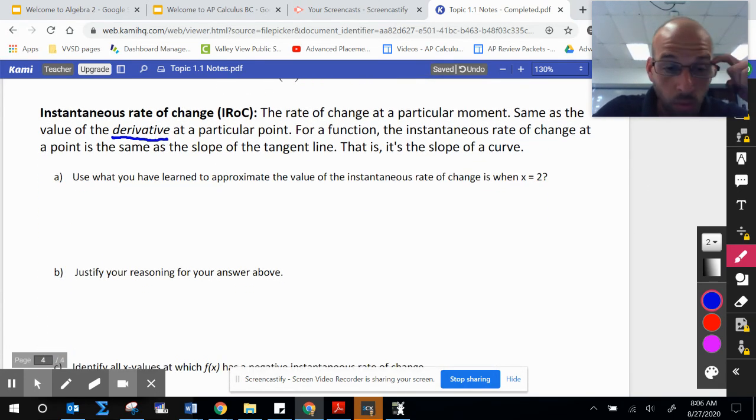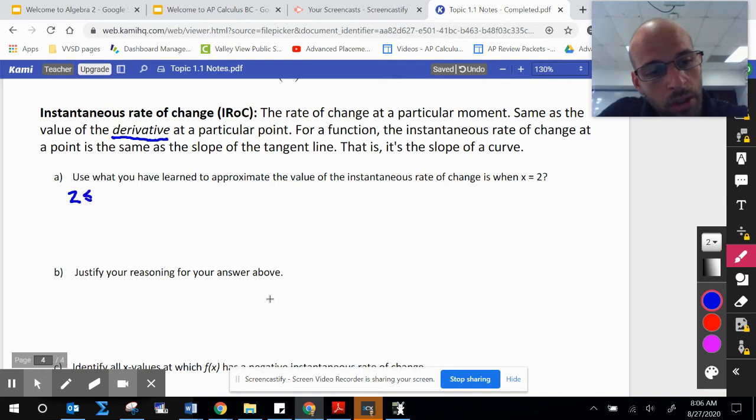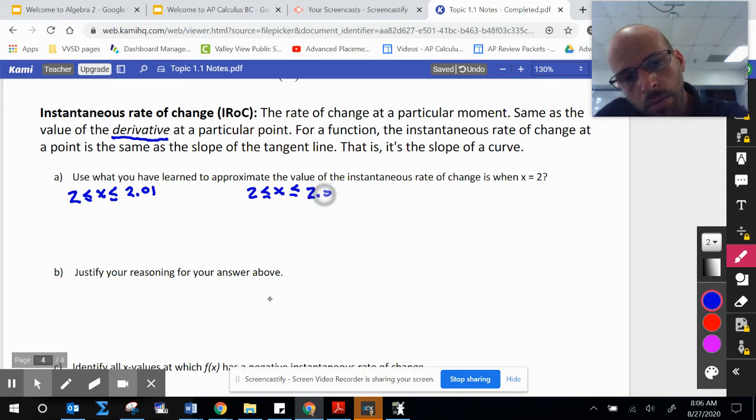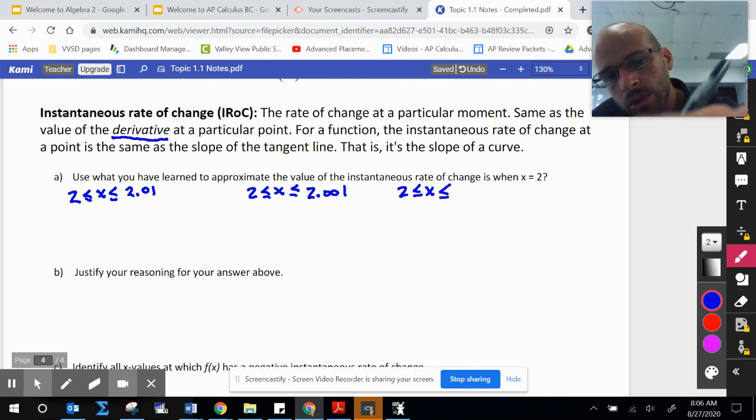So ultimately, what I want to do is calculate the instantaneous rate of change between 2 and 2.01. I want to calculate the instantaneous rate of change between 2 and 2.001, right? So on and so forth. If I do this and I get progressively closer, it's going to start to give me an idea of what that rate of change is getting closer and closer to.